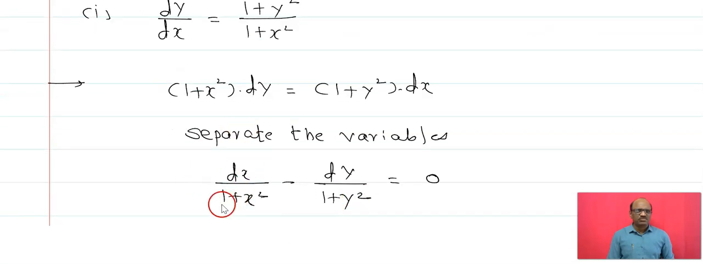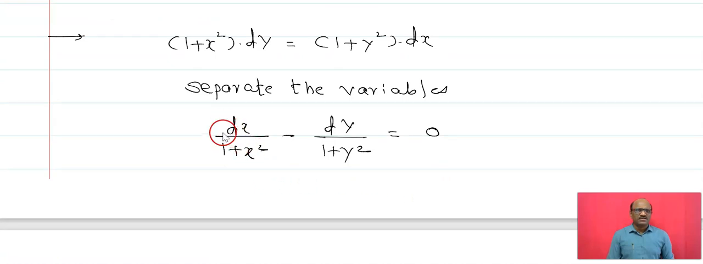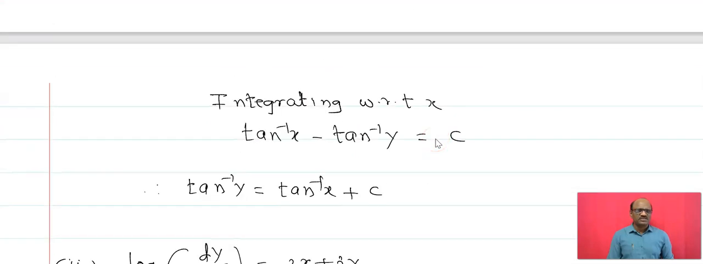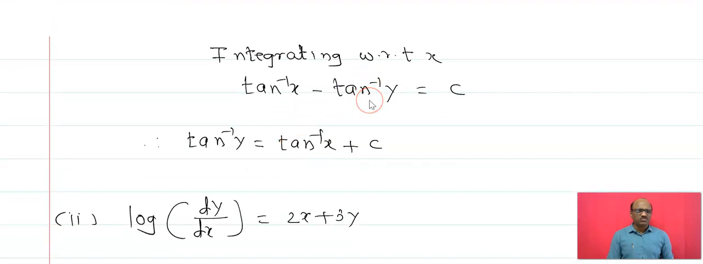And therefore dx upon 1 plus x square minus dy upon 1 plus y square is equal to 0. Now integrate on both sides. Then what will you get? This is the result for tan inverse of x and tan inverse of y, and the integration of this constant, that is 0, is c. Integrating on both sides, you will get tan inverse of x minus tan inverse of y is equal to c. And therefore tan inverse of y is equal to tan inverse of x plus c. And this is the required solution of the differential equation.